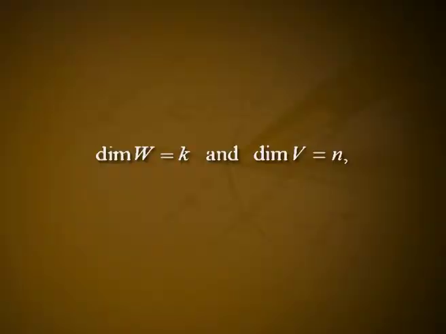We have shown that if the dimension of W equals k and the dimension of V equals n, then the dimension of the annihilator of W equals n minus k. Corollary: if W is a k dimensional subspace of an n dimensional vector space V, then W is the intersection of n minus k hyperspaces in V.